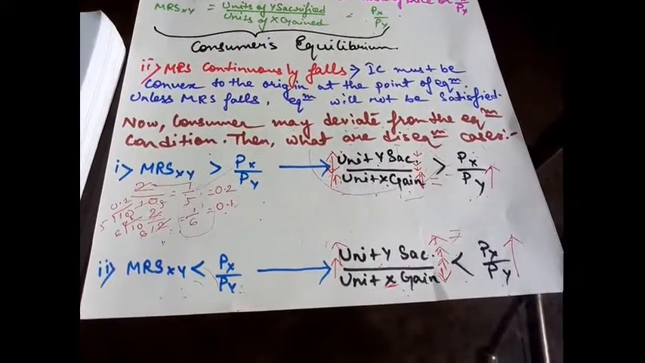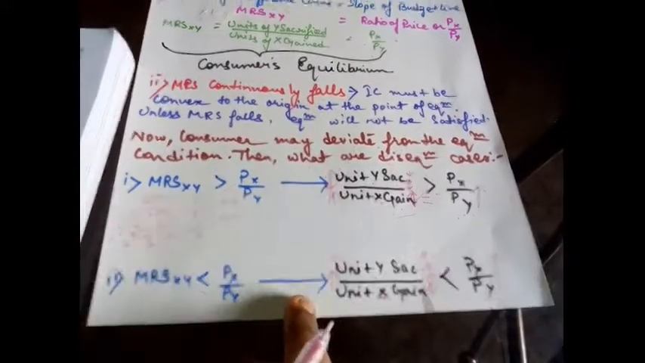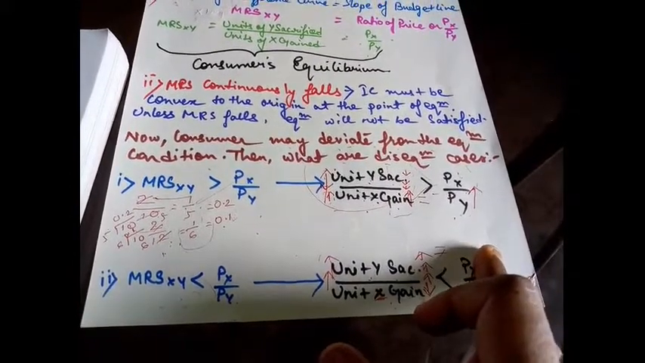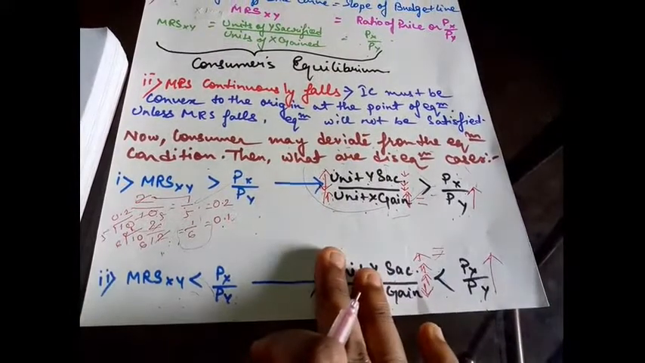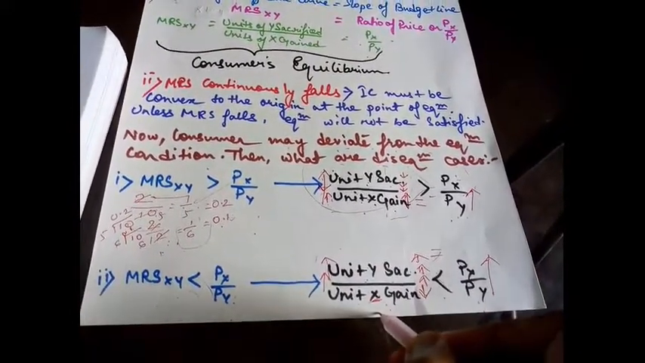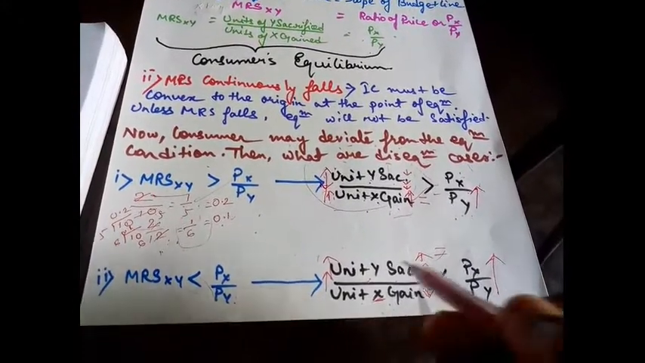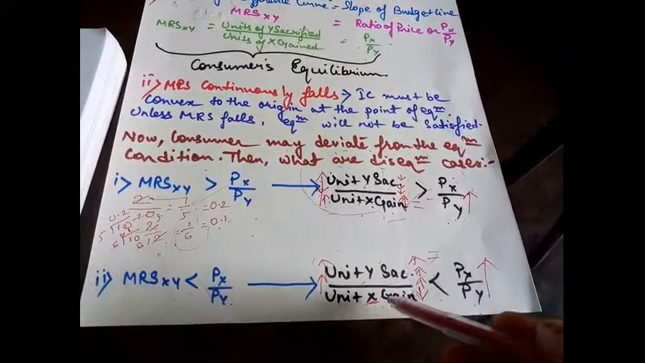What I have done? I have to increase this left hand side. Since my right hand side is increased, I cannot change the right hand side. I can only change the left hand side. Now, if I consume less of X, then what is it telling? It is telling that I want to consume more of Y. That's why I am consuming less of X.